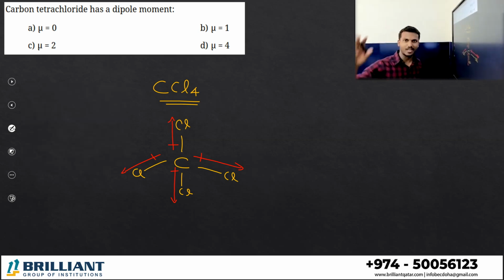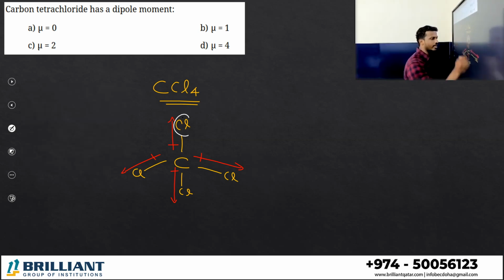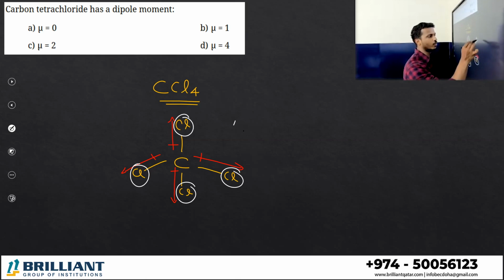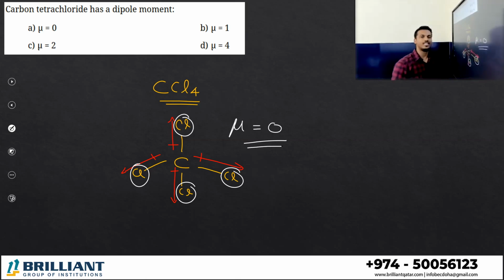In a tetrahedral geometry, if all the surrounding elements are similar, their dipole moments cancel each other out, giving 0. So it is a non-polar molecule with dipole moment 0. So carbon tetrachloride has dipole moment 0. Option A is the one.